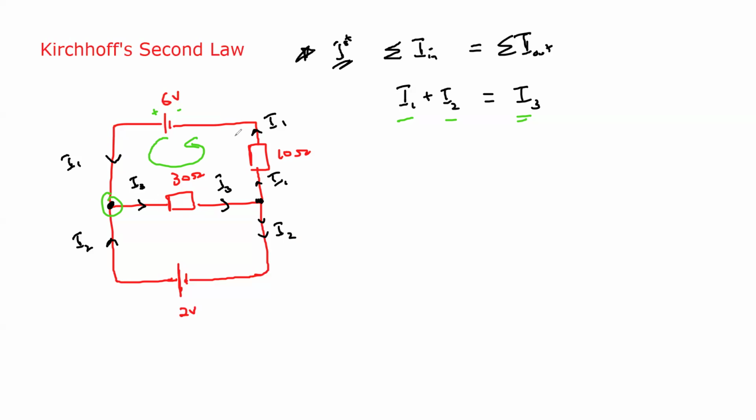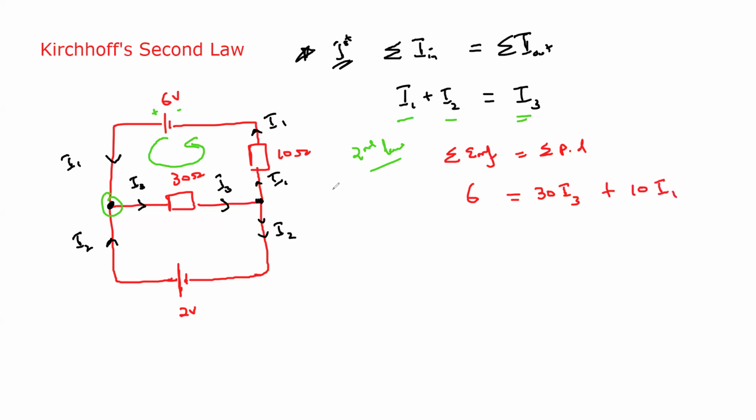So if we only take this loop, when we apply Kirchhoff's second law, the sum of the EMF in the loop will always be equal to the sum of the potential differences. So when we take the direction, the total EMF is 6 because there is no other supply. And the total potential difference: this 30 ohm resistance with current I3, so we can say it is 30 I3. And then the current here is I1 and the resistance is 10, so we can also say 10 I1.